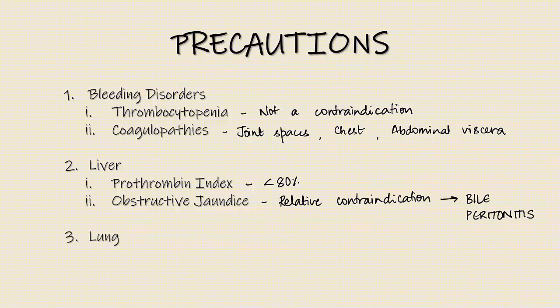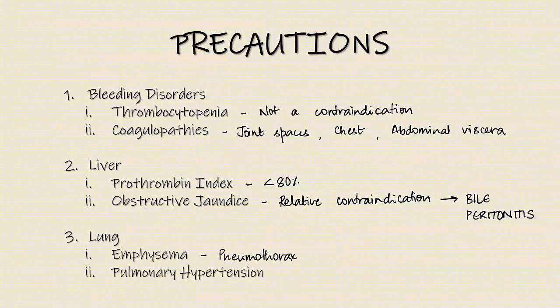Lung. FNAC of the lung should not be undertaken in elderly patients with emphysema because of the enhanced risk of pneumothorax and in patients with pulmonary hypertension because of the risk of hemoptysis. FNAC is contraindicated in acute pancreatitis as it aggravates the inflammatory process.